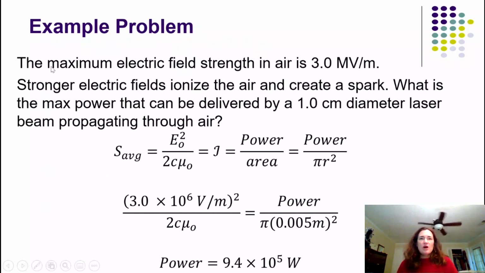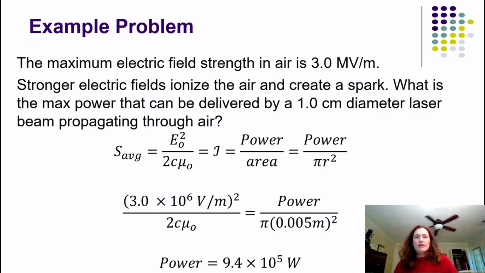All right, let's do an example problem. Remember that what the Poynting vector and the energy density and all this stuff does nicely for you is relate the electric field magnitude at any given point to the intensity and power and things like that that you can measure. So here we go. The maximum electric field strength in air is 3 megavolts per meter. If you have a stronger electric field than that, then it'll ionize the air and create a spark, lightning. So what's the max power that can be delivered by a 1 centimeter diameter laser beam propagating through the air?